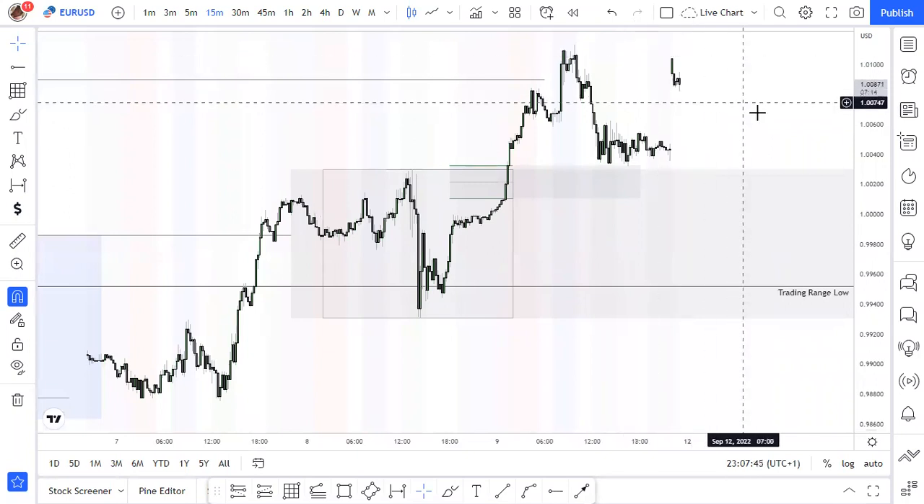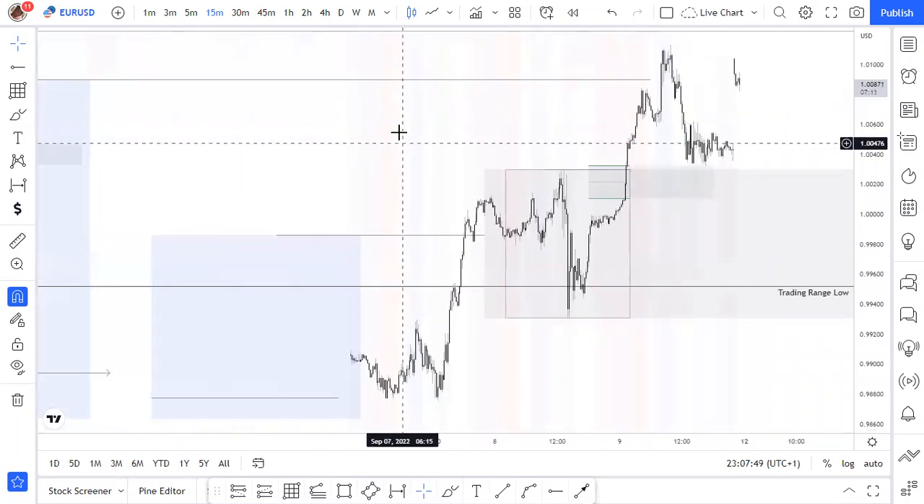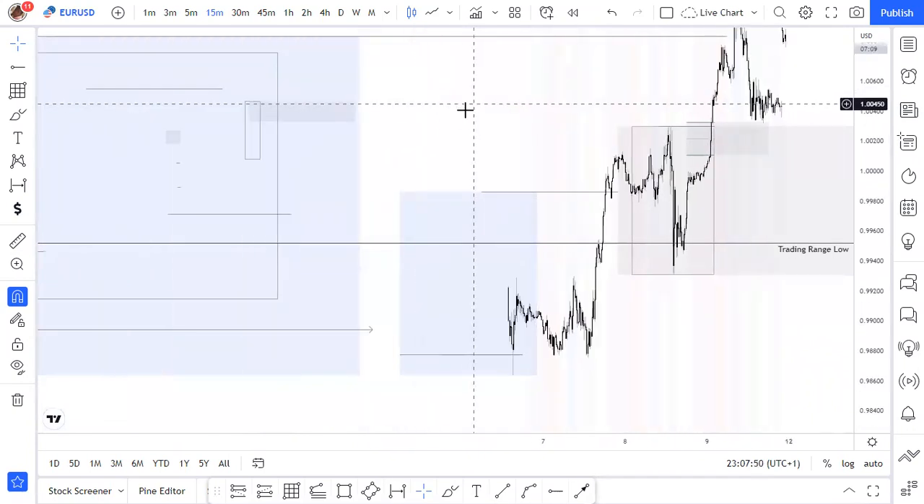I think my network is kind of bad, but I'm almost done.